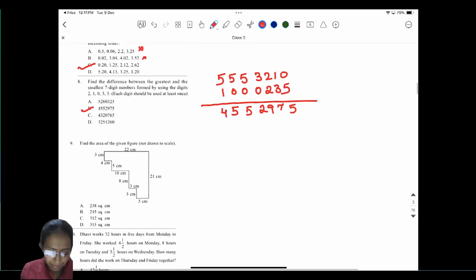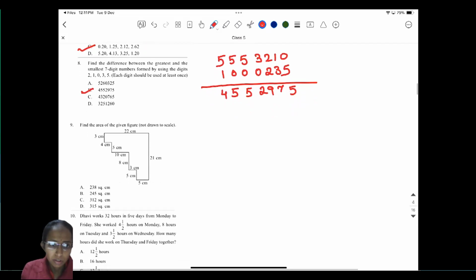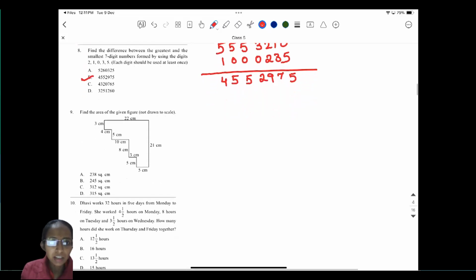Okay. Now, the 9th one. Find the area of the given figure. Okay, we need to find the area of this given figure. That means, first of all, we will divide this in some rectangles. This is my first rectangle, then second, then third, and then fourth.